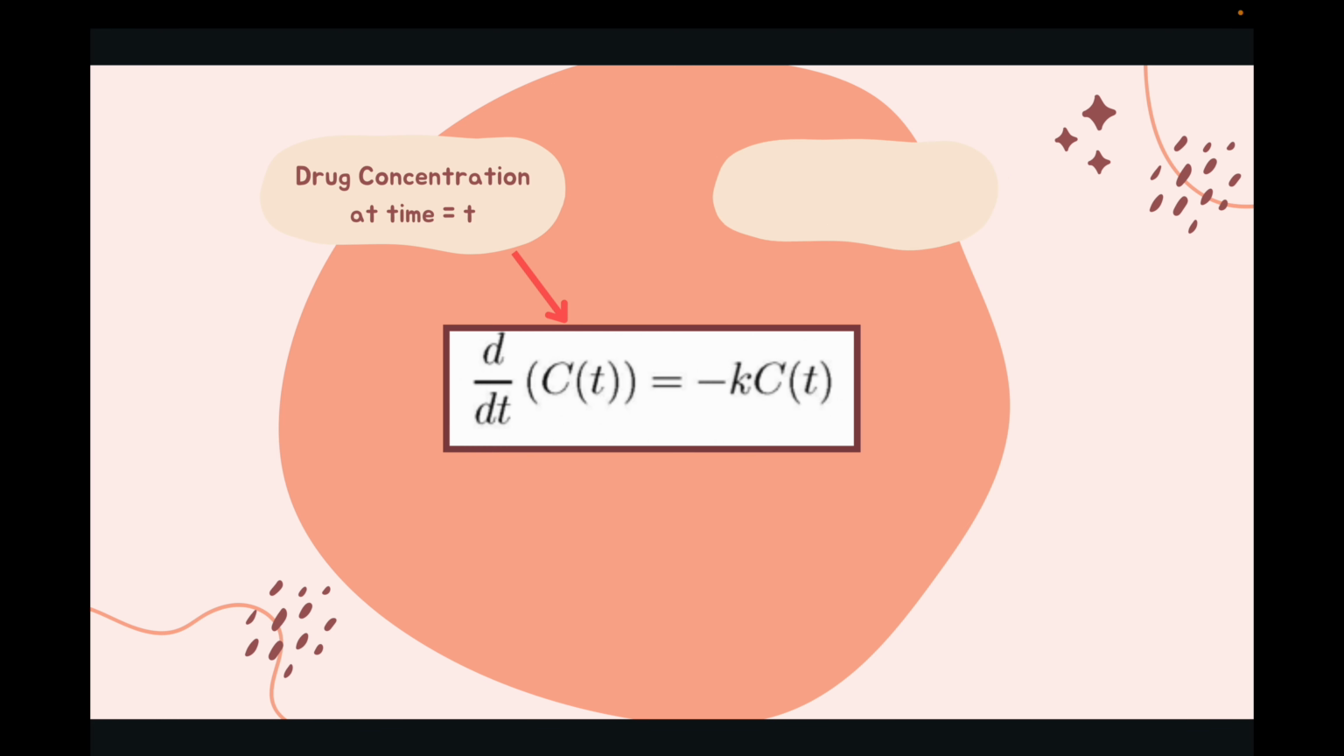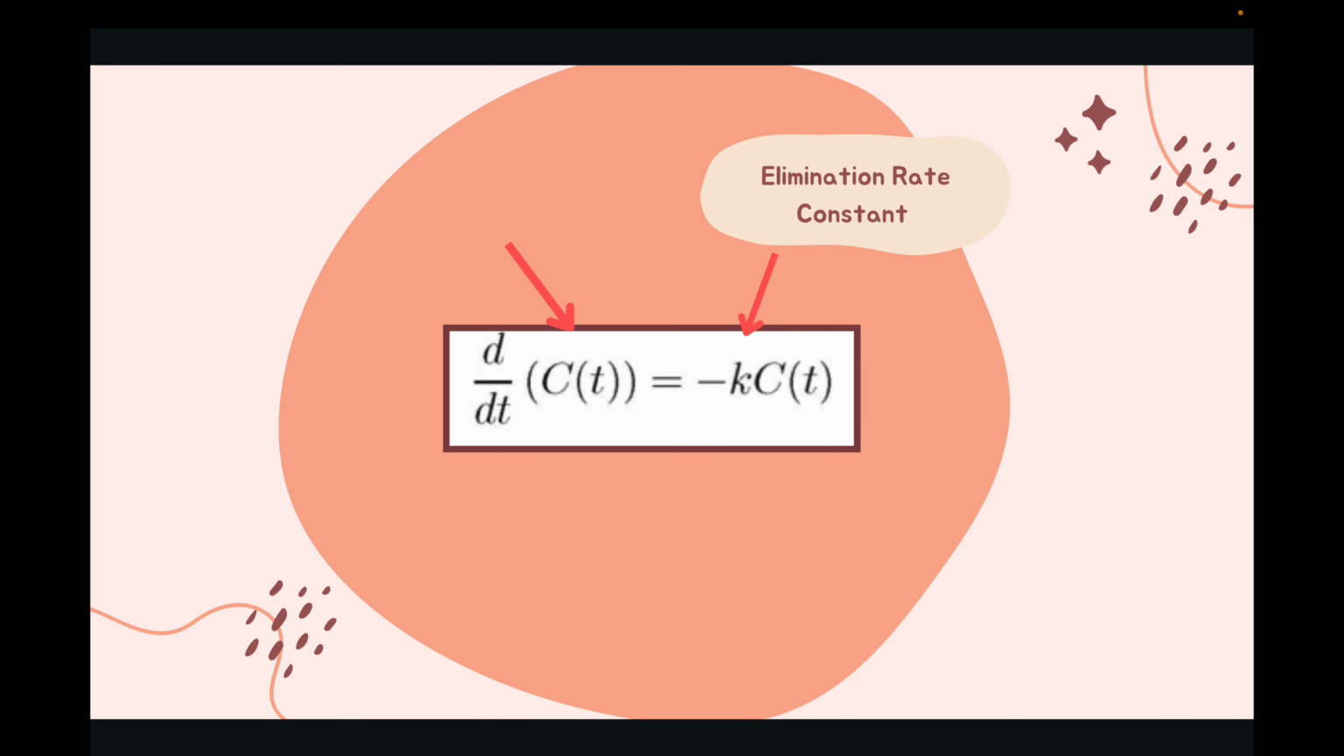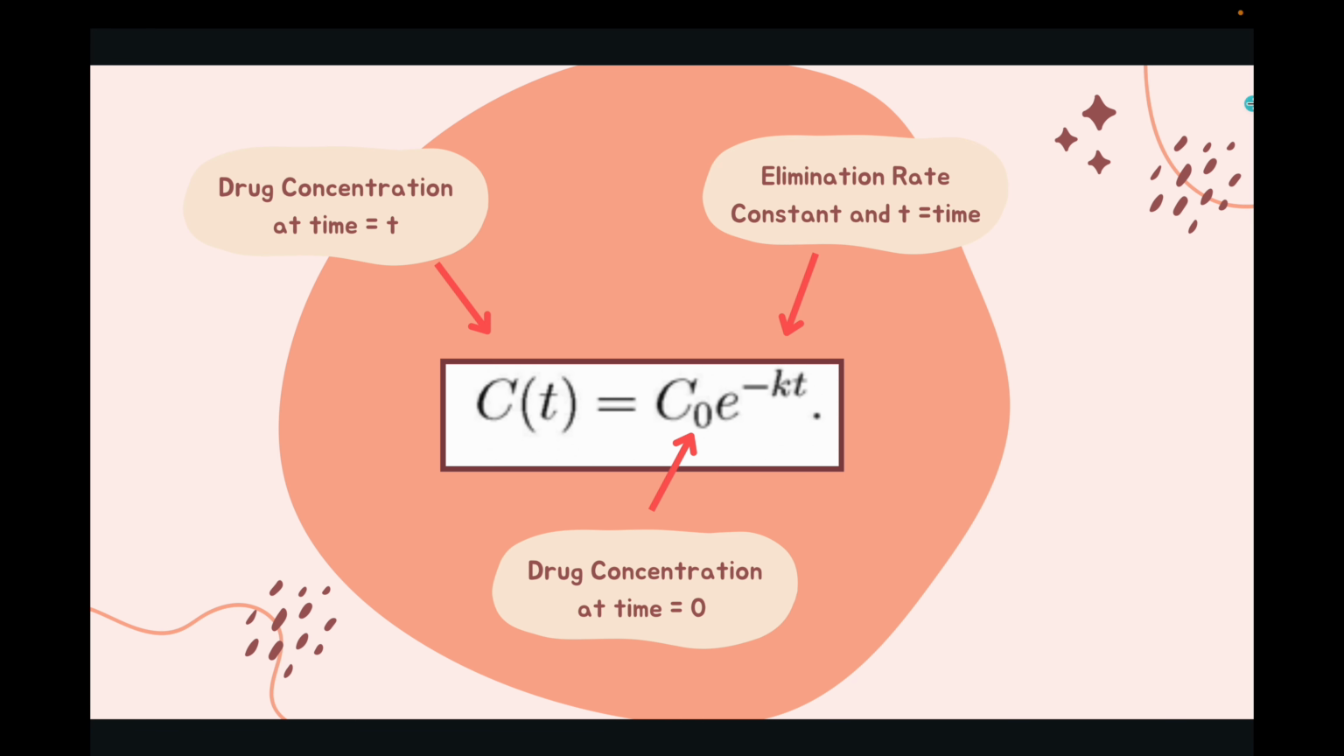The differential equation used to describe the rate of change in drug concentration is the first-order equation shown here, where C of t is the drug concentration at time t, and K is the elimination rate constant. This equation can be solved to account for the initial concentration of the drug at time equal to 0, written as C of 0. C of t is the drug concentration at time t, and K is still the elimination rate constant. This model shows the consistent exponential decay of the drug in the system.